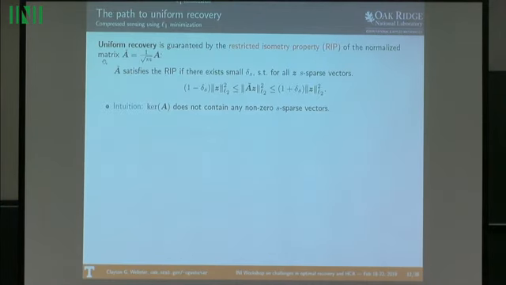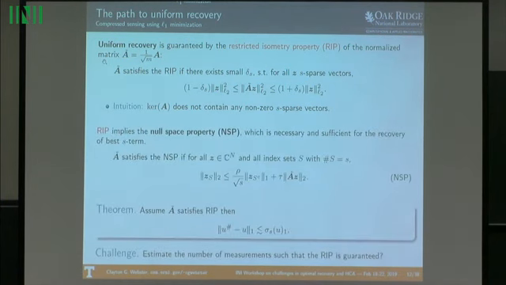Uniform recovery in this setting is usually guaranteed through the restricted isometry property, which says that normalized matrices satisfy the following upper and lower bounds. I'm going through this quickly because I'll run out of time. One can show that the RIP implies a null space property, which is a necessary and sufficient condition for recovery. Therefore, if I have an RIP estimate, I can bound the error in L1 by the best S-term. The challenge is, how do you estimate the optimal number of samples to guarantee an RIP?